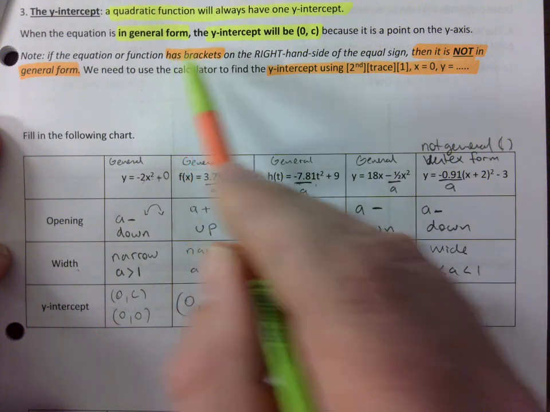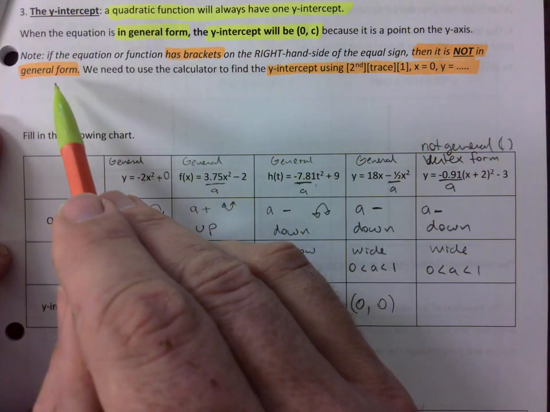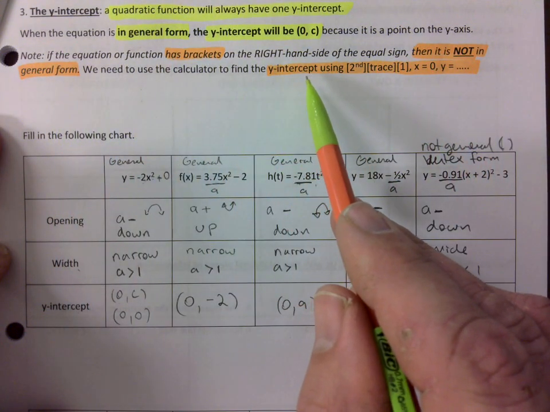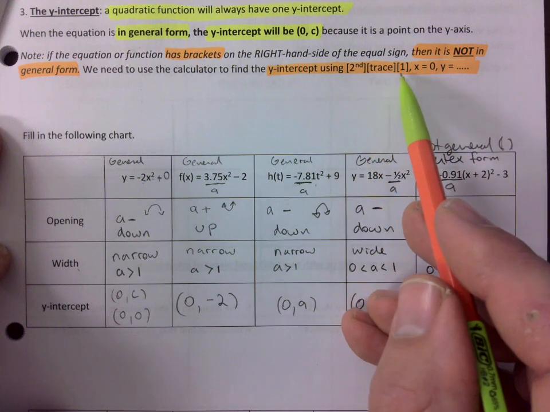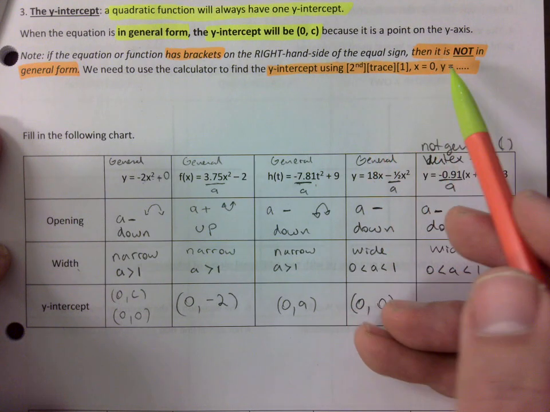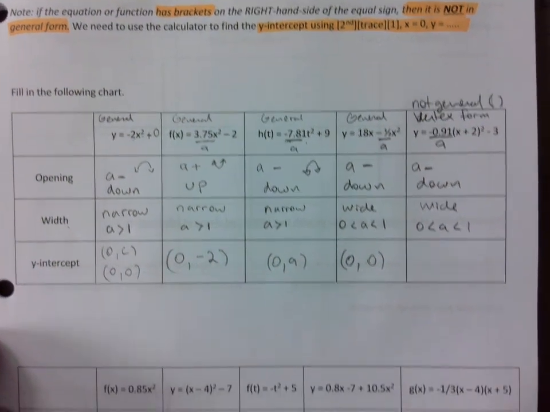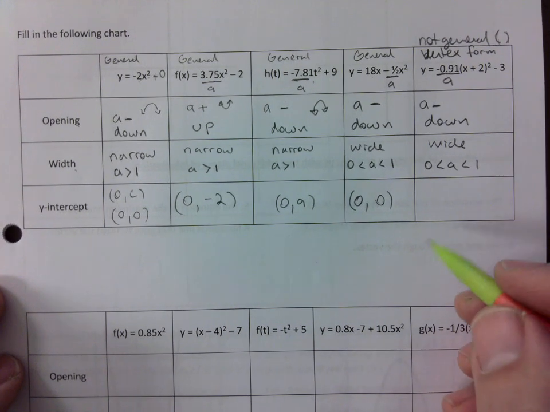If it has brackets, then it's not in general form, so what do you have to do to get the y-intercept? You have to use second trace 1, x is equal to 0. What is it? What are we talking about there, Mrs. Erickson? I'll show you, okay?